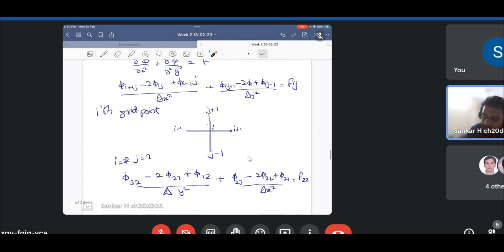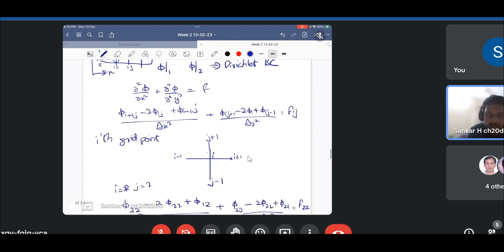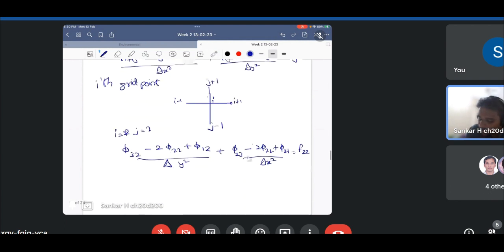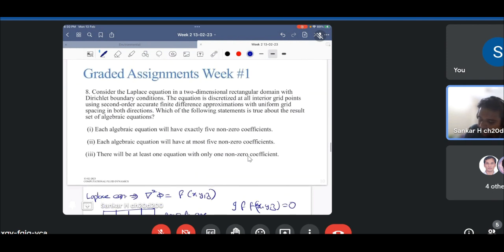5 1 2 5 2 1 are shown here. But when we solve for the interior points, we see that all five coefficients will be there. So coming back to this, it will not necessarily have exactly five non-zero coefficients, but it will have at most five coefficients. So this answer is the correct answer, and there will be at least one equation with only one non-zero coefficient.